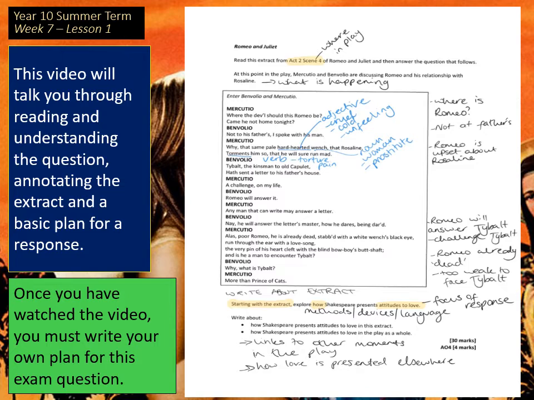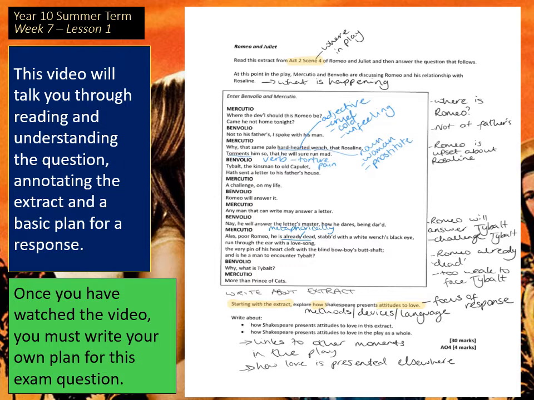Where Shakespeare also uses Mercutio to explore attitudes of love is in this part here, where it says, "Alas, poor Romeo, he is already dead, stabbed with a white wench's black eye, run through the ear with a love song, the very pin of his heart cleft with a blind bow boy's butt shaft. And is he a man to encounter Tybalt?" As we said earlier, Mercutio is suggesting that Romeo is metaphorically already dead, because of his love for Rosaline.